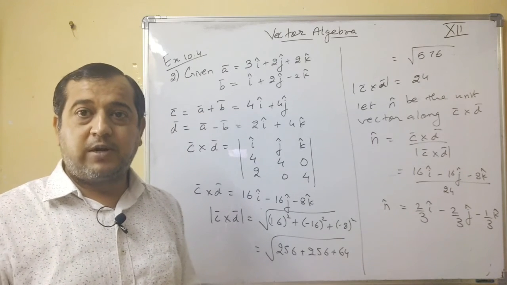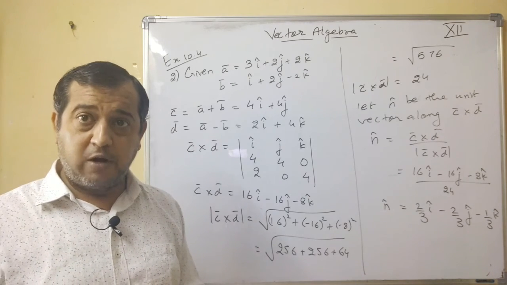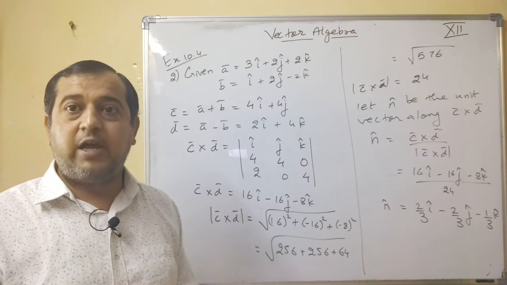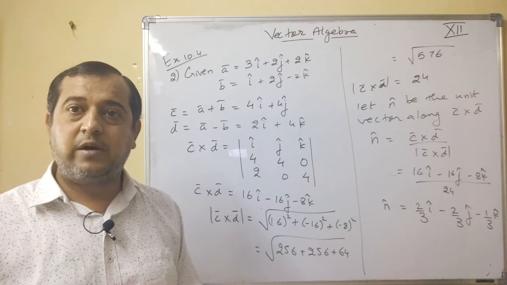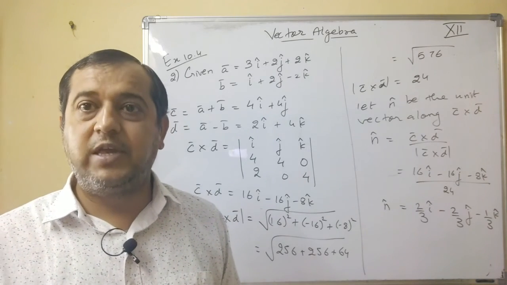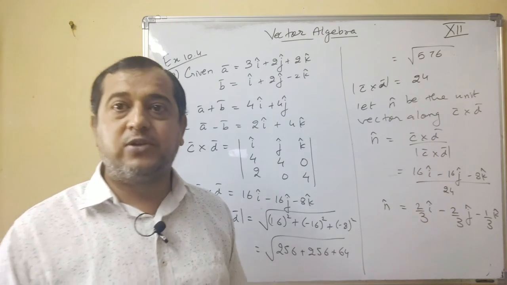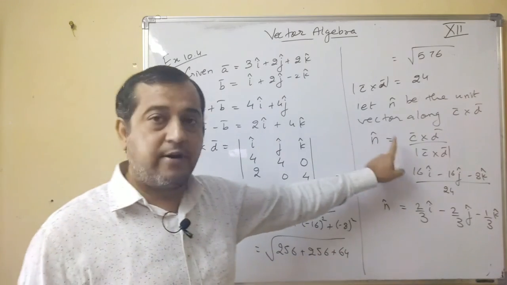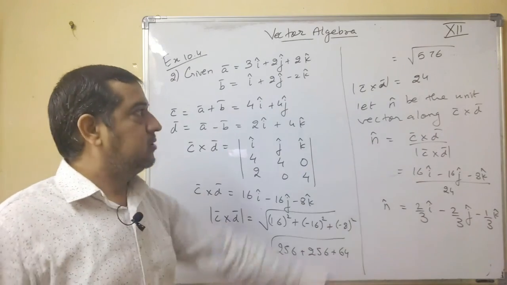Two vectors, vector A and vector B, are given to you. You have to find a unit vector which is perpendicular to vector A plus B and vector A minus B. Assign vector A plus B as vector C, and vector A minus B as vector D. Now you have to find the unit vector which is perpendicular to vector C as well as vector D. A vector which is perpendicular to C as well as D is C cross D. Find the vector C cross D, find the unit vector along C cross D, and you will get your answer. Okay, please note it down.